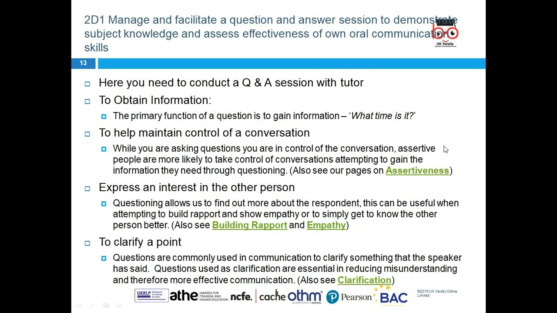So these are some pointers on how to do that. To help maintain control of a conversation, we're going to see how you can maintain control of that conversation. Are you assertive? Are you letting people talk over you, or are you actually listening to them and answering what they say clearly? Are you expressing an interest in other people, or are you just saying, yeah, I don't care, whatever? Are you giving them enough information that that person understands the answer they're getting from you? And also, are you clarifying any points? Are you actually making certain things clear?